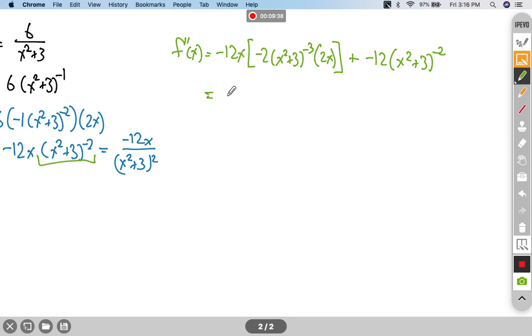So where does this take us? We've got negative 12x times negative 2 makes it positive 24x, times a 2, which would be 48x squared, times (x squared plus 3) to the negative 3. And then minus 12 times (x squared plus 3) to the negative 2.